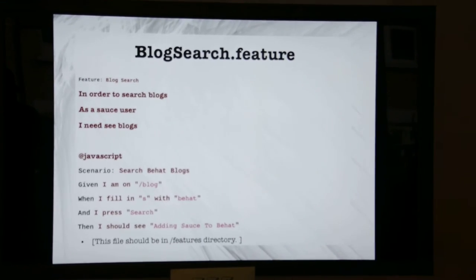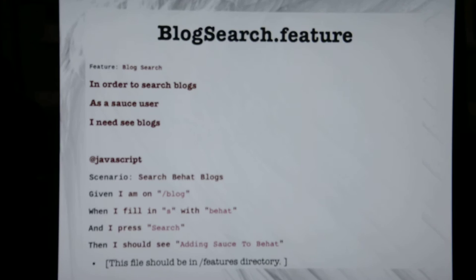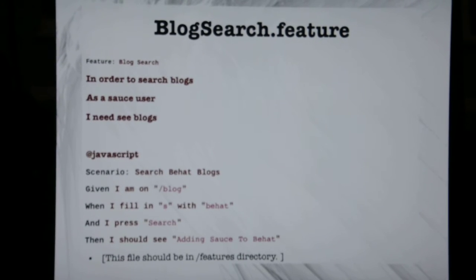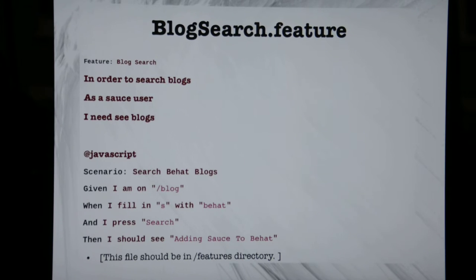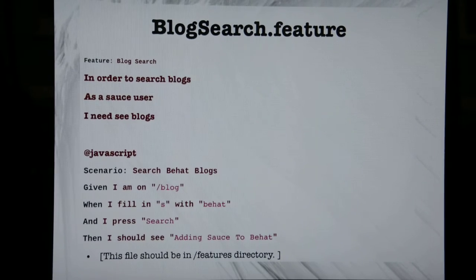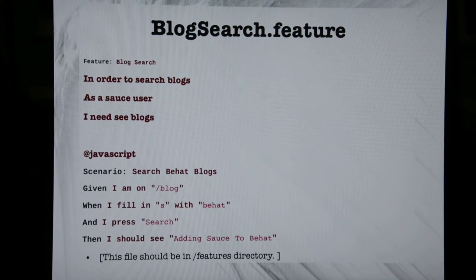So now in here we can define one feature file like blog search. For example, in order to search a blog on the Source Labs website, I need to see the blog. So the scenario we have designed is: given I'm on the blog page, when I fill this particular search text box with Behat and I press the search button, then I should see this particular blog name.